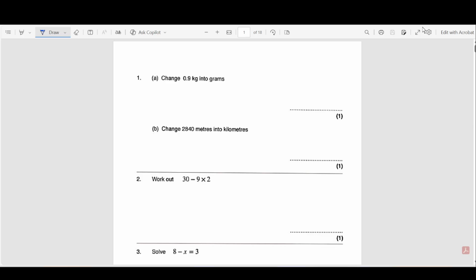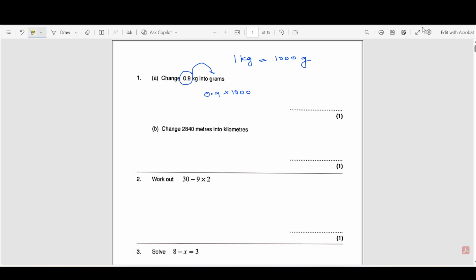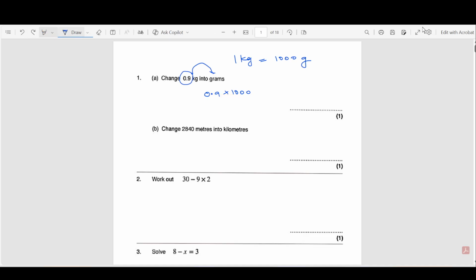So first is change 0.9 kilogram into grams. So we know 1 kilogram is equal to 1000 grams, right? So to convert 0.9 kilogram into grams, we can just times it with 1000, right? And when we are multiplying a decimal number with 1000, what we need to do is count how many zeros are there. There are three zeros in 1000. So basically we need to move this decimal three places towards right.